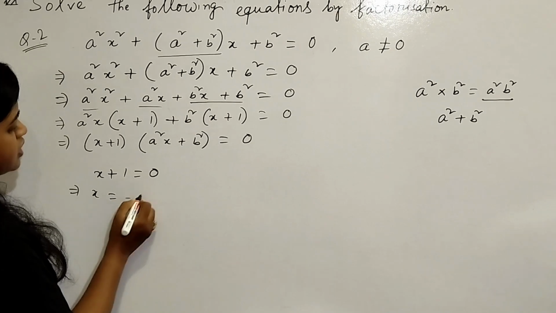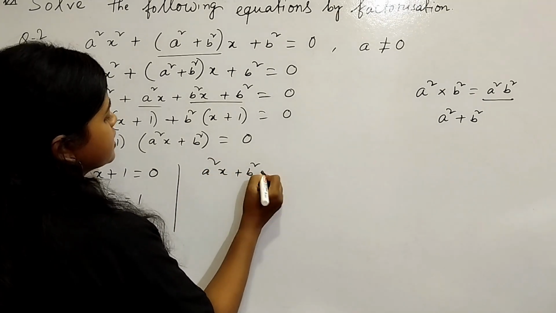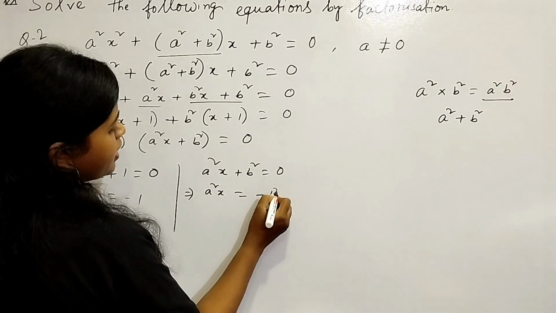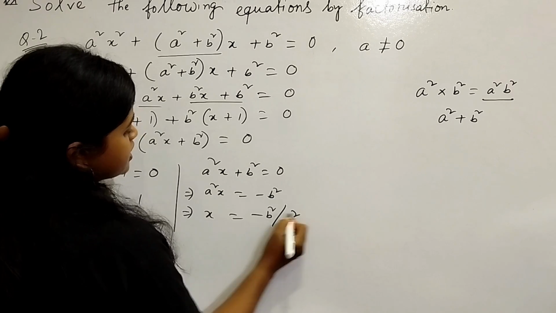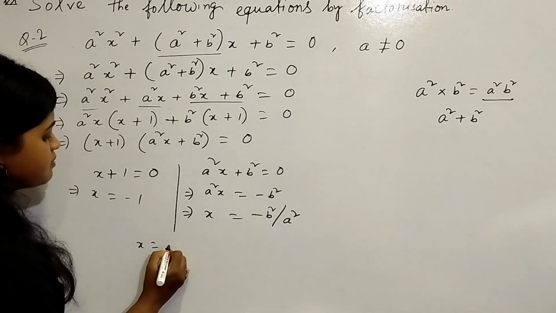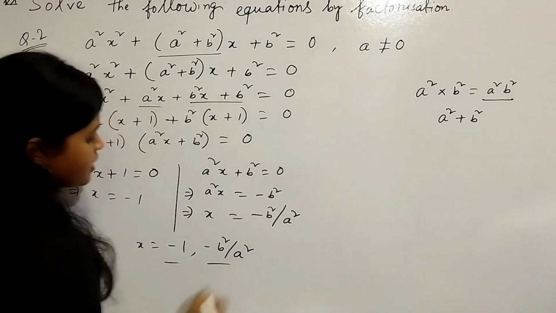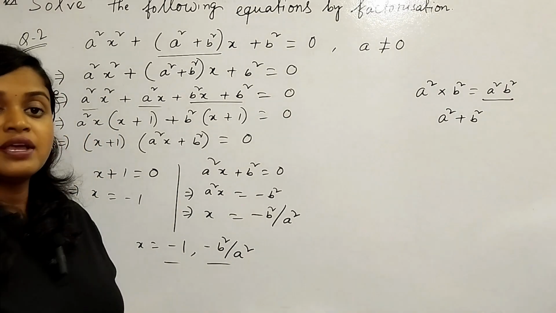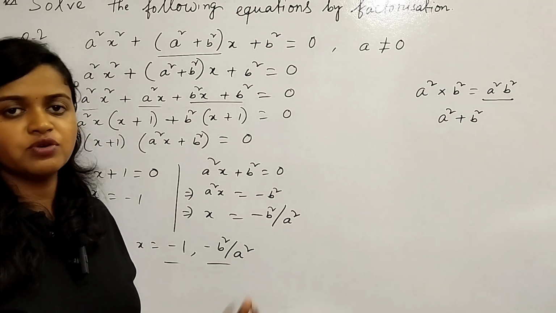x equals to minus 1, and here a square x plus b square equals to 0. So a square x equals to minus b square and x equals to minus b square by a square. So the values of x are minus 1 and minus b square by a square. These are the roots of the equation, and this is the solution of the quadratic equation.